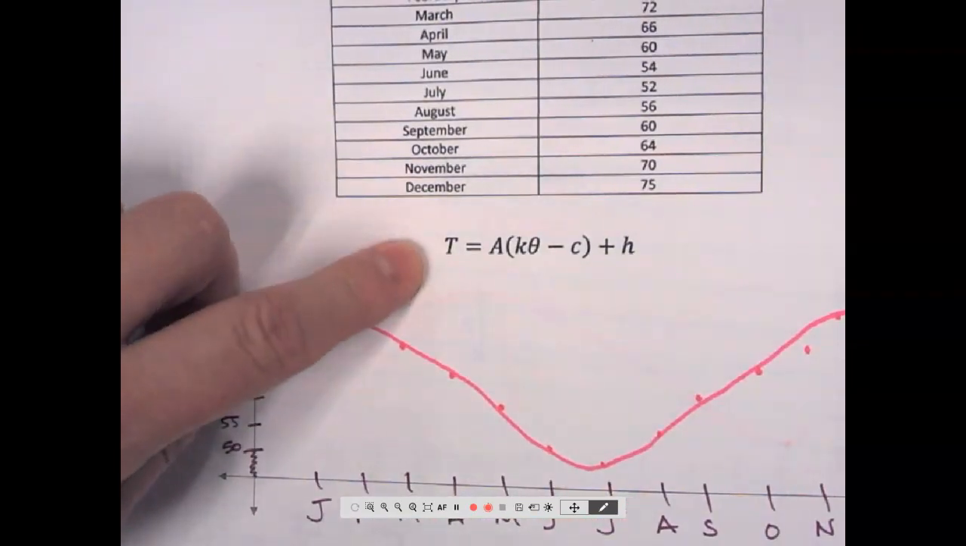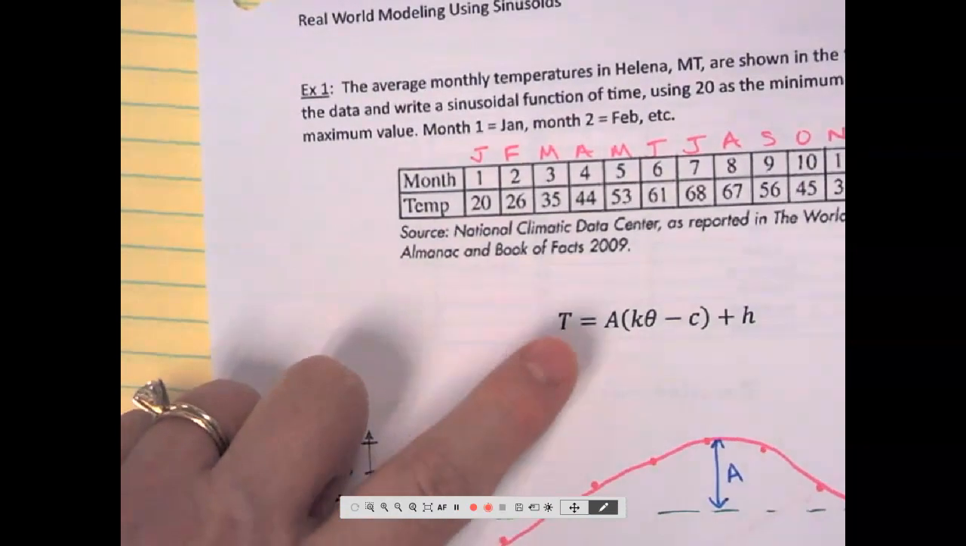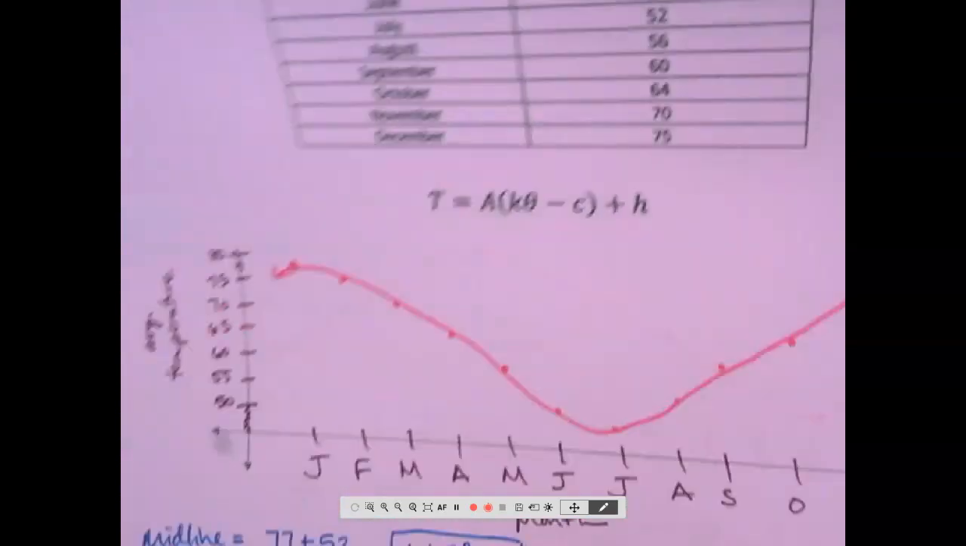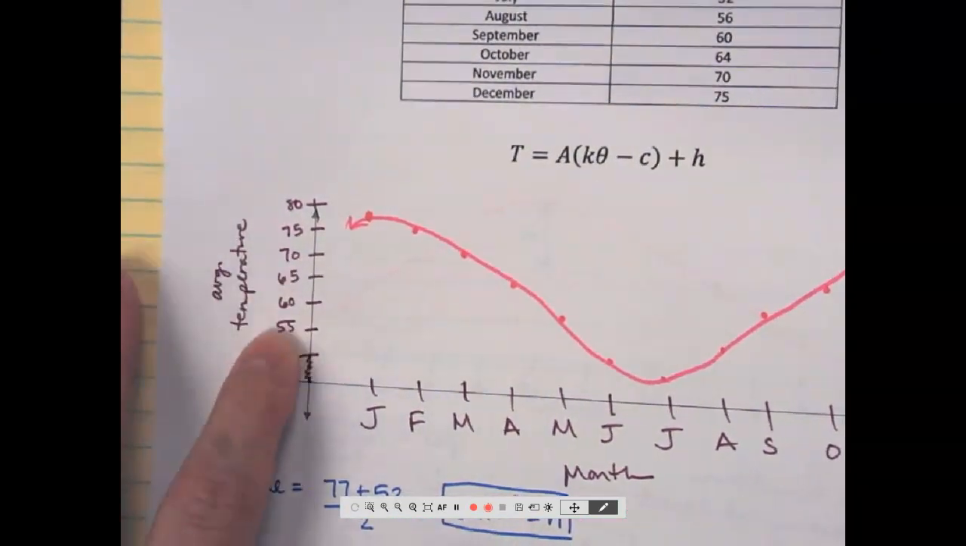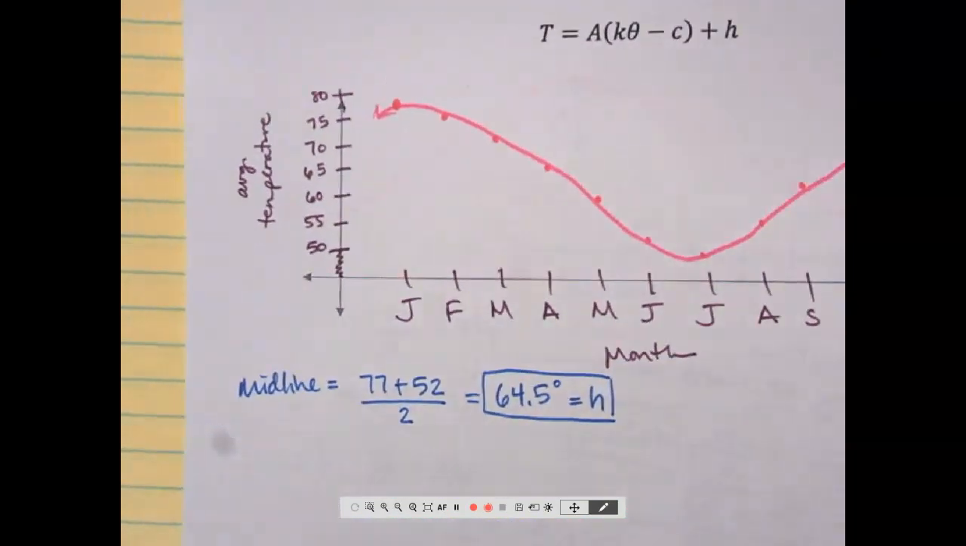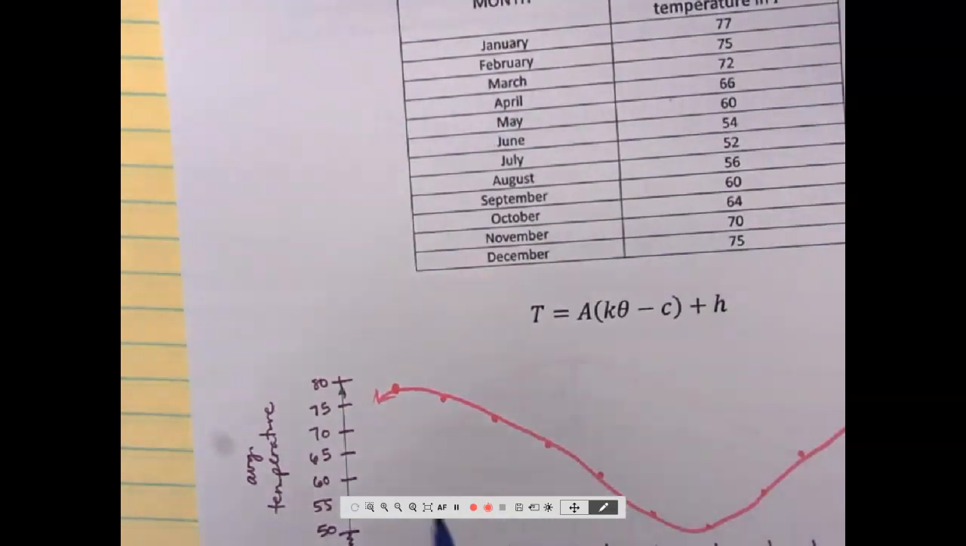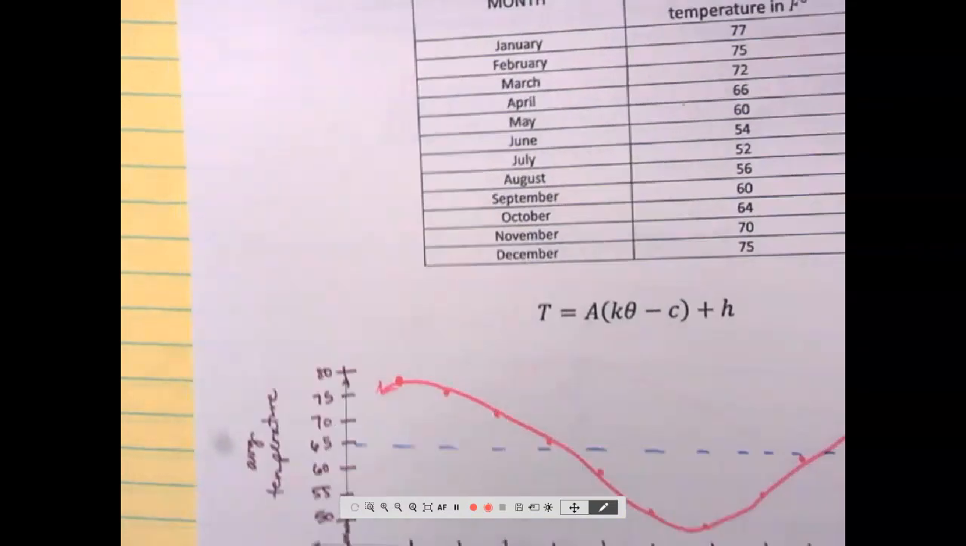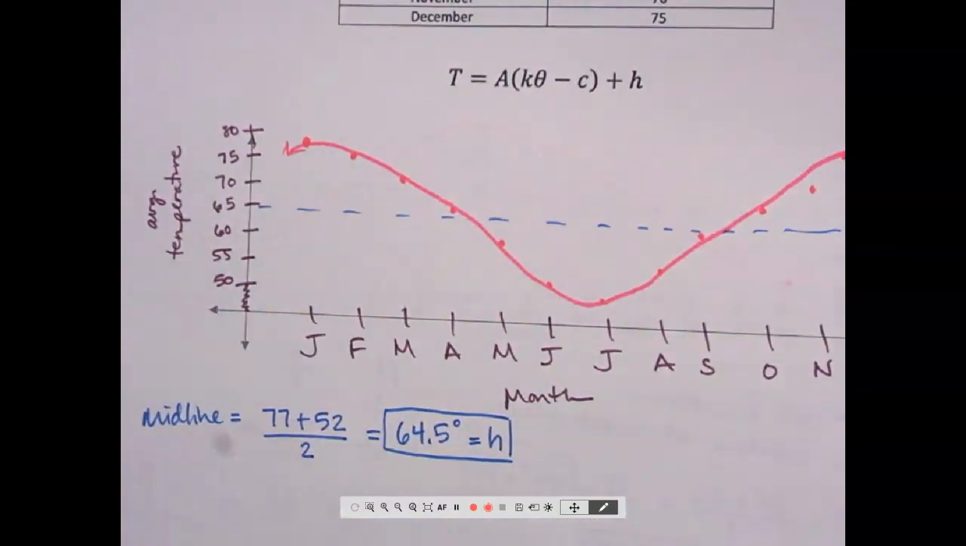Now, notice on this I said T equals just because it was temperature. You could also just use Y because temperature is what the Y-axis represents. Okay, so once I found the midline, which is about here, okay, that seems pretty accurate. That runs about through the middle there.